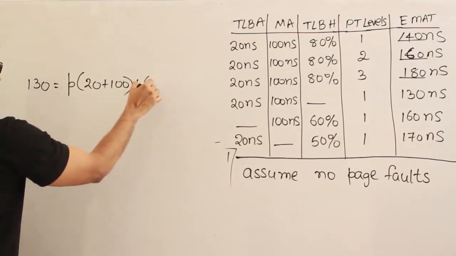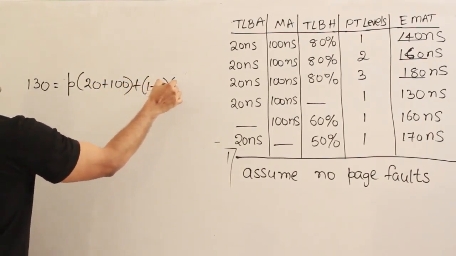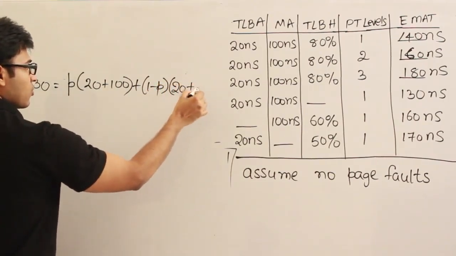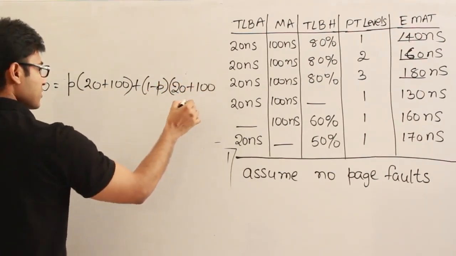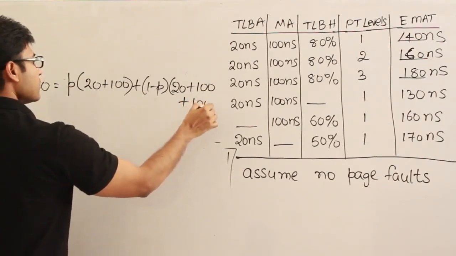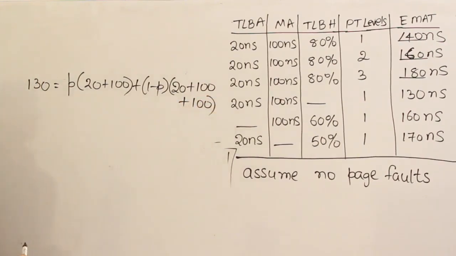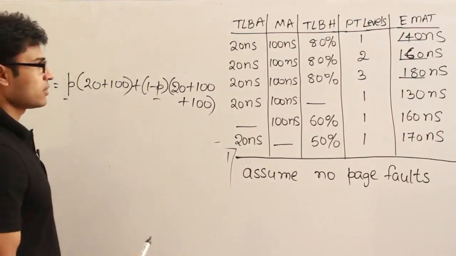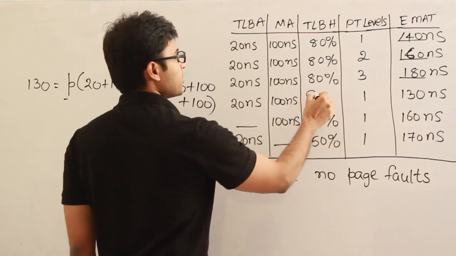And if it is a miss, then what happens? We are supposed to find out that it is a miss, and then we have to go and search in the main memory for the page table, and then we have to get to the word and get it, right? So this is the entire set of parameters. Now you could solve this equation in order to find out the value of P. So if you find out the value of P, you get 90%.